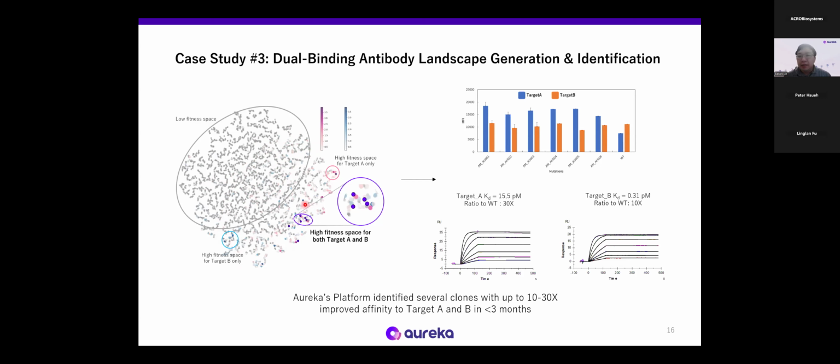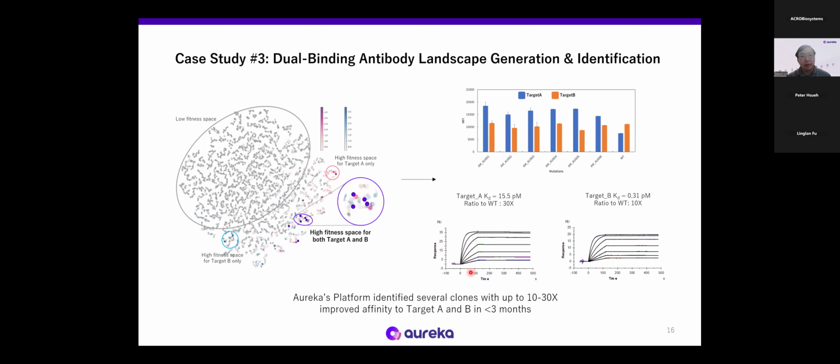As you can see, our candidate is already showing that, at the end, it achieves a KD with the target that is definitely in the picomolar range. Compared to wild type, the candidate we picked shows tenfold to 30-fold improved affinity compared to the wild type controls.